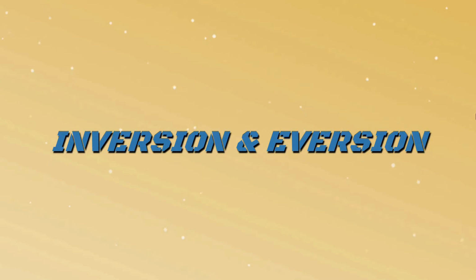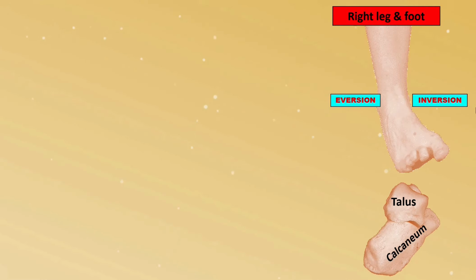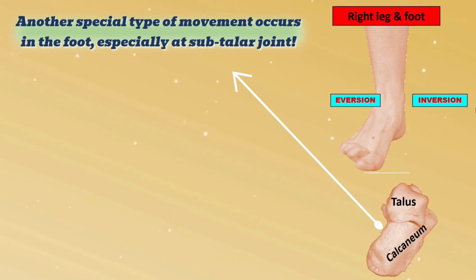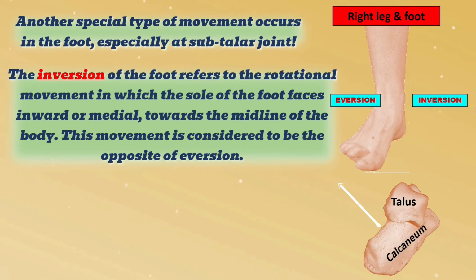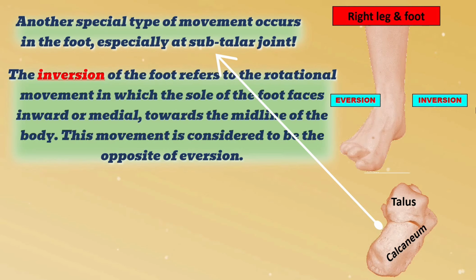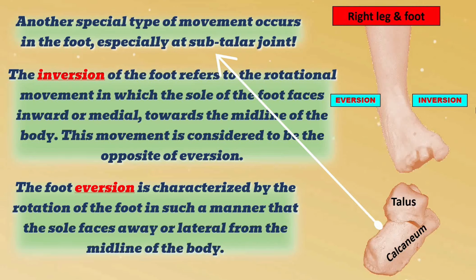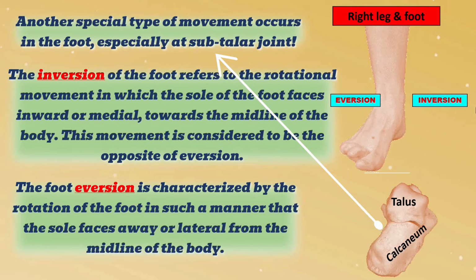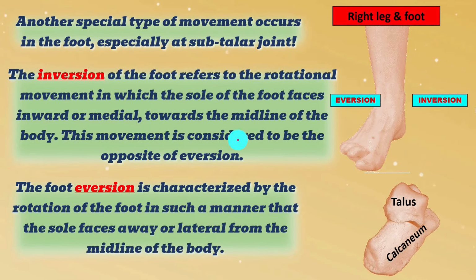What is inversion and eversion? Another special type of movement occurs in the foot, especially at the subtalar joint. The inversion of the foot refers to the rotational movement in which the sole of the foot faces inward or medial towards the midline of the body. This movement is considered to be the opposite of eversion. Now coming to eversion. Foot eversion is characterized by the rotation of the foot in such a manner that the sole faces away, or lateral, from the midline of the body.